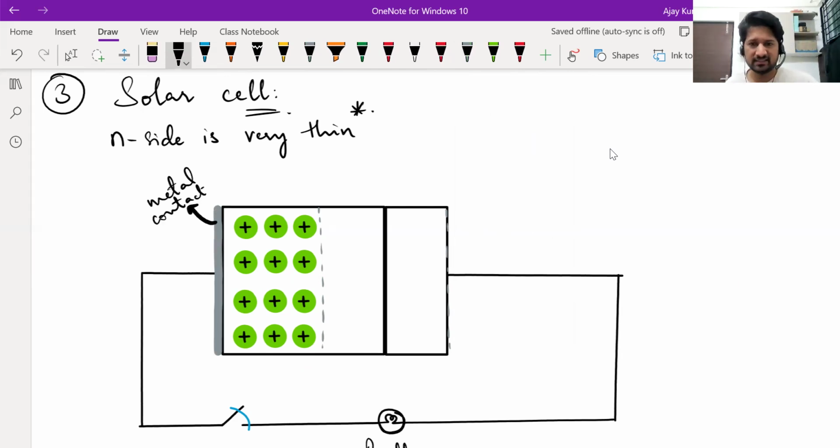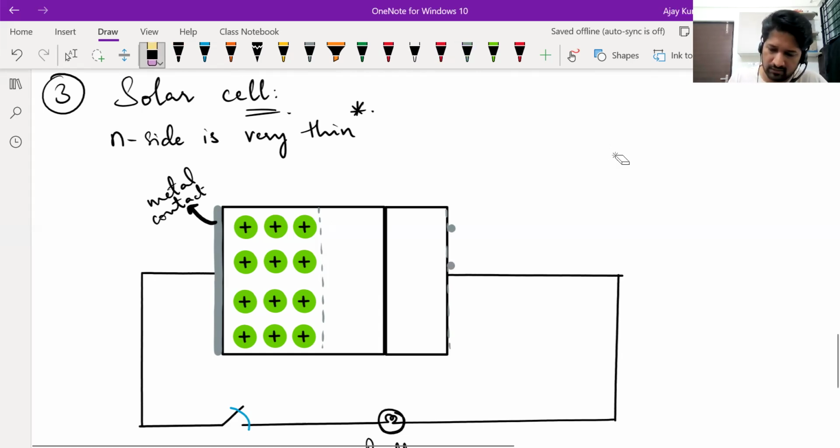Okay. On the N side, see, the N layer is very thin, and on top of that N layer, there is a metal contact, but it does not cover the N side completely. Okay, I'll show you another diagram also, you'll understand better. So when you see from the side, this is how it looks.